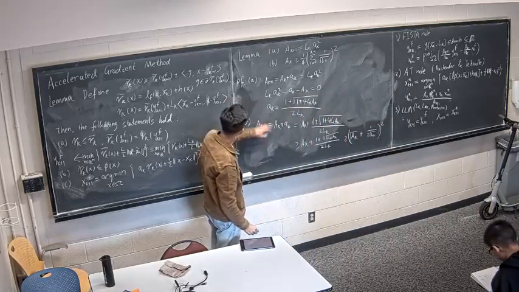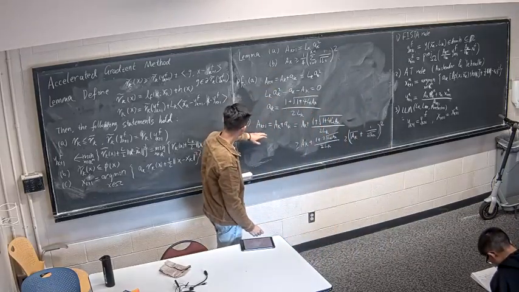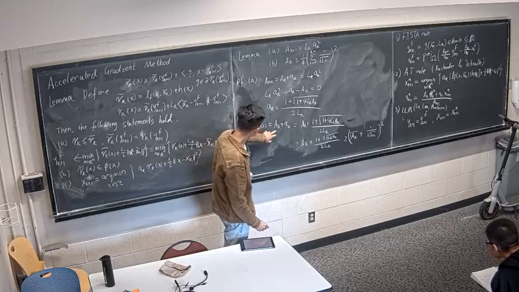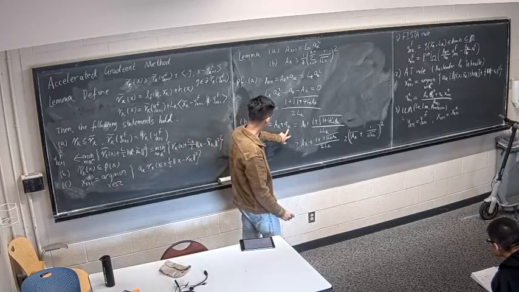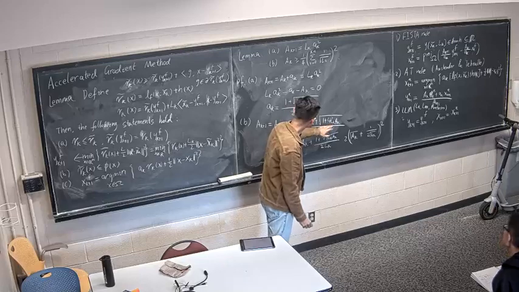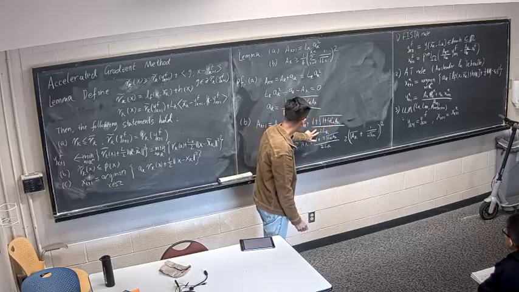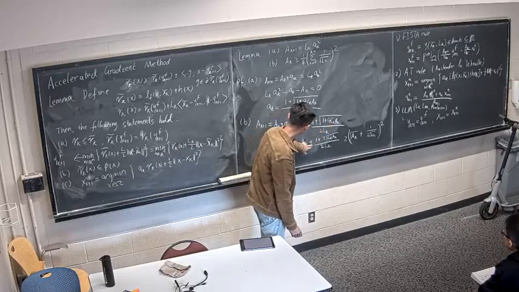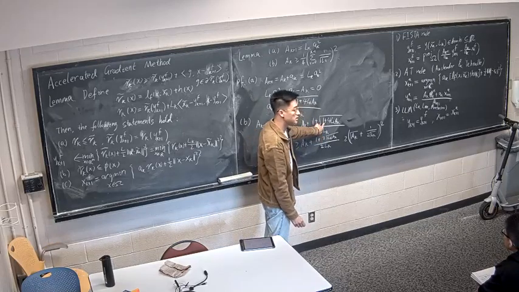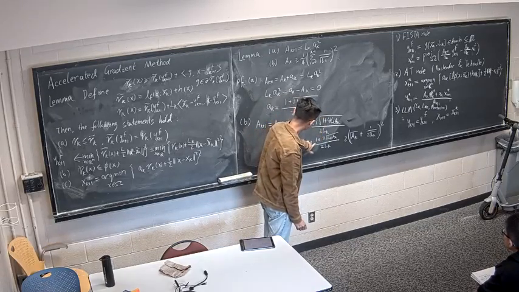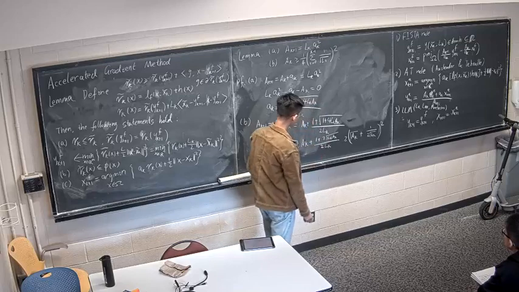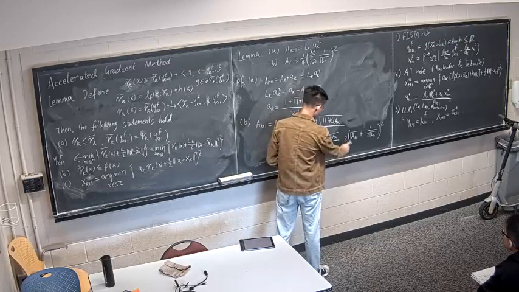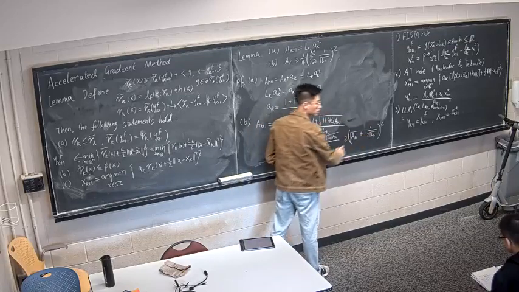Here again, to show statement B, we start from A_{k+1}. We can use the definition, it's capital A_k plus little a_k. And here, by definition of little a_k, just plug in here. And here we throw this plus 1 inside the square root. We get this term. And then we can easily show that this is written out to this square term.